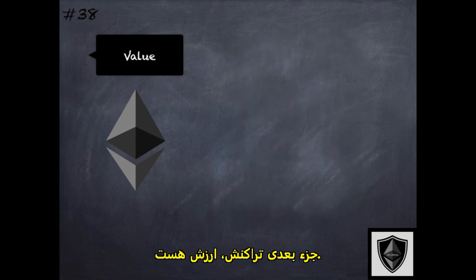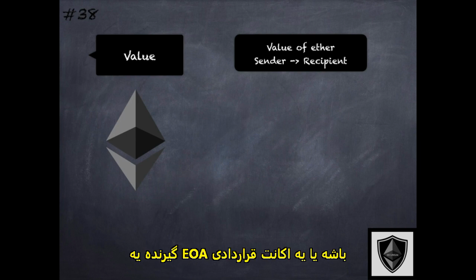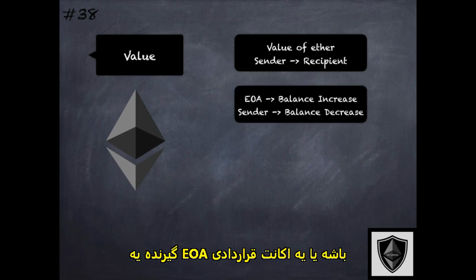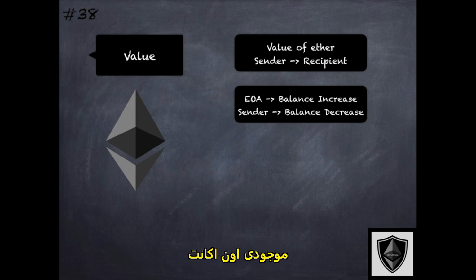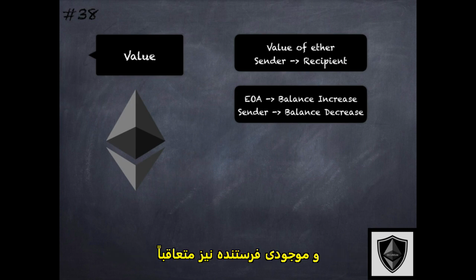The next transaction component is value. This represents the value of Ether that is being sent by the sender to the recipient. And what happens depends on the recipient being an EOA or a contract account. If the recipient happens to be an EOA, then the balance of that account will be increased by this value, and the sender's balance correspondingly decreases.